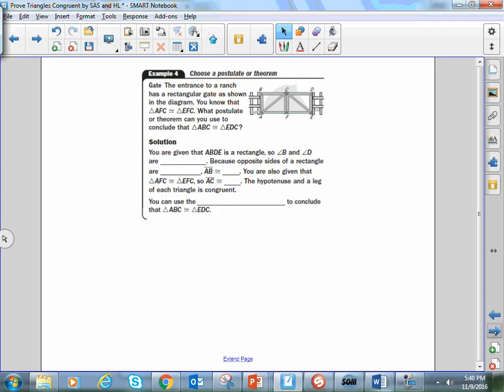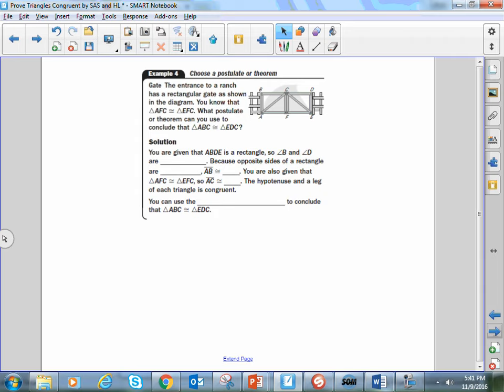So there's an example of how we're going to use that one. Now this one here, not exactly my favorite example in the world, but it's basically letting you understand that here is an extension, an application for it beyond just the textbook. Why would we want to have an idea why these things are the way they are? So here we have a gate for a ranch that's in the form of a rectangle, and what do you know about the triangles AFC and EFC? What would you use to show that triangle ABC and EDC are the same?